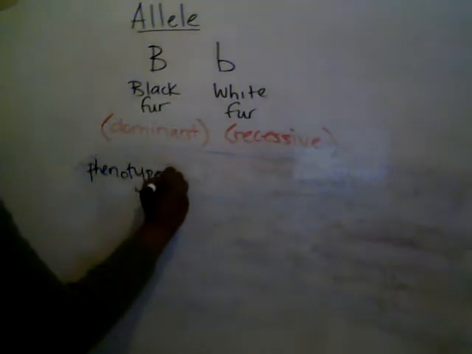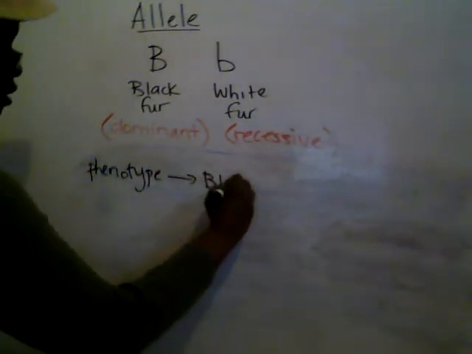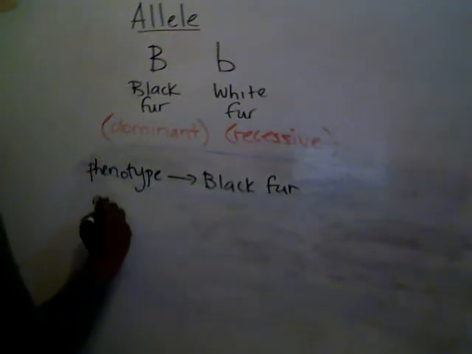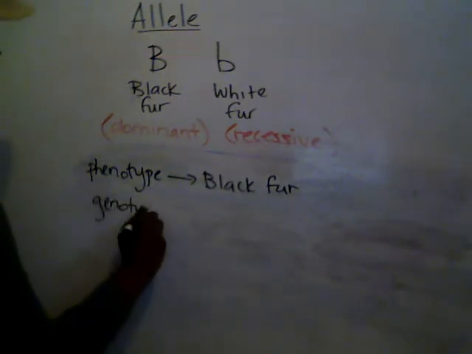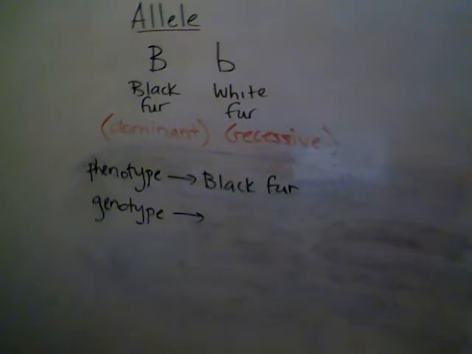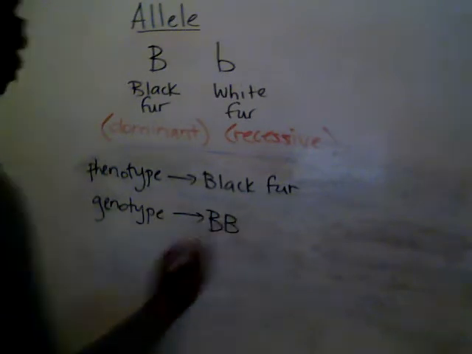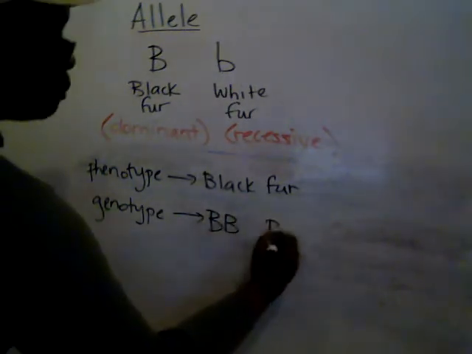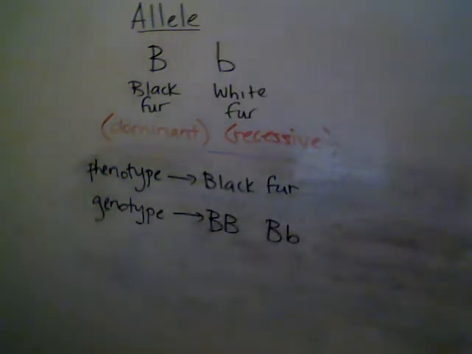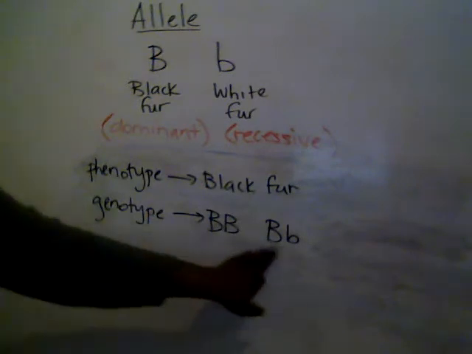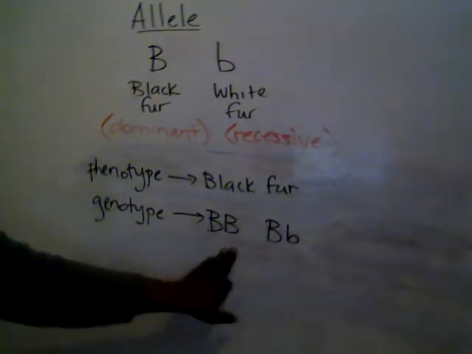Their phenotype is black fur. But we want to know their genotype. Well, one of the issues with black fur is that, as we saw in our other example, there were two different ways that you could have black fur. You could have a big B, or big B, little b, which could also give you black fur. So by looking at a rabbit or an animal that has, let's say, black fur, it'd be hard to figure out which genotype they have.